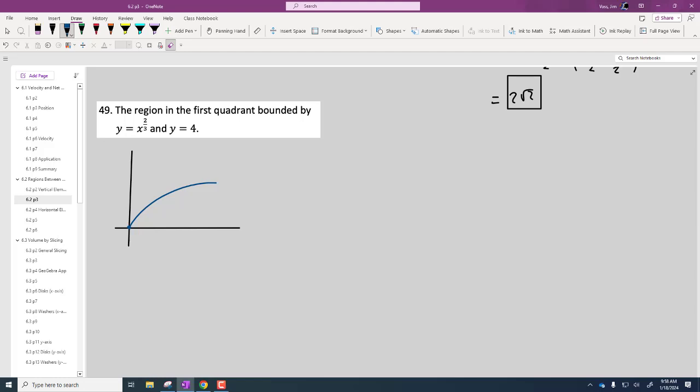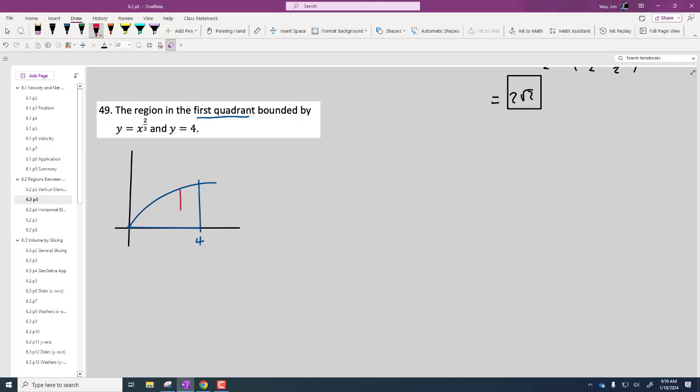And then y = 4 is a vertical line. So we'll just think of that as the vertical line at 4. So there's our region, and they say first quadrant. They didn't give us a lower boundary, but they do indicate first quadrant, so we do know that we are just going to be right there. So that's going to be the region that we're trying to find the area of.